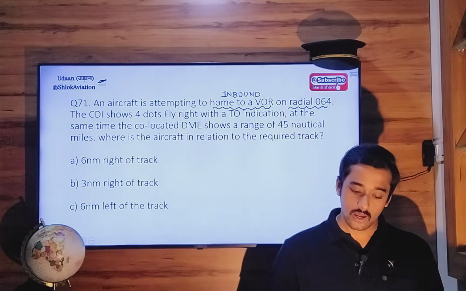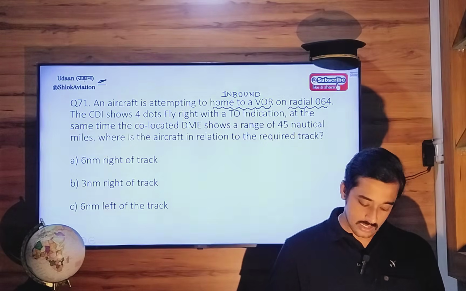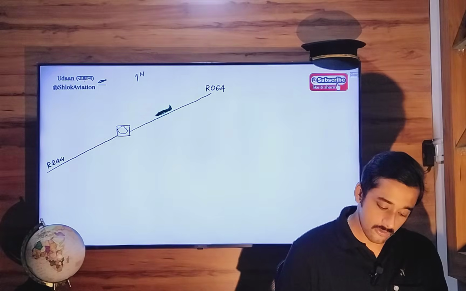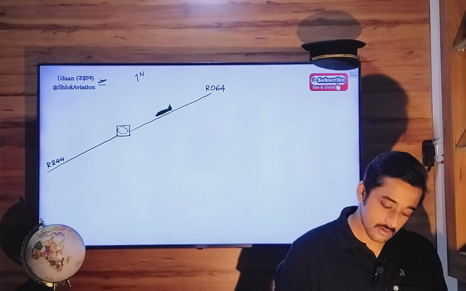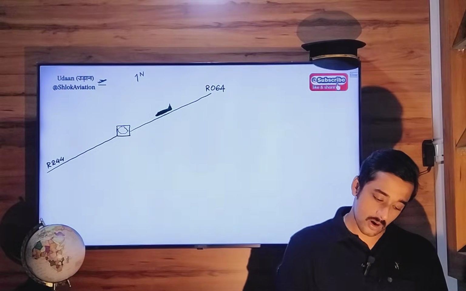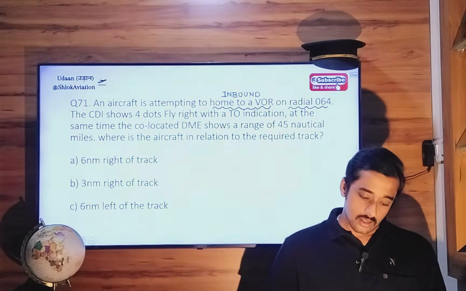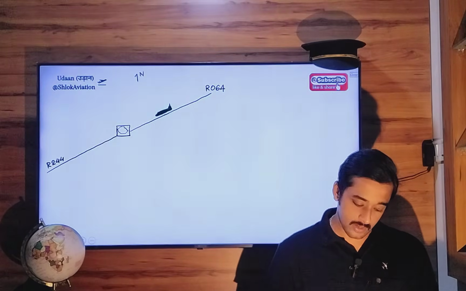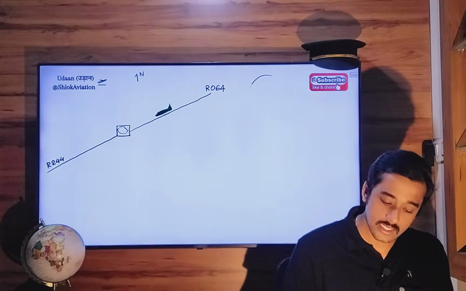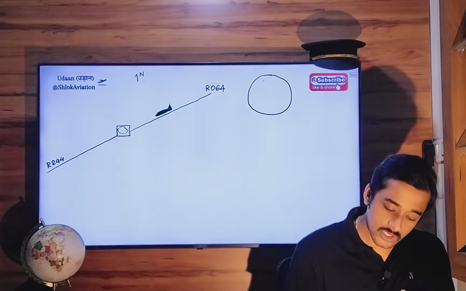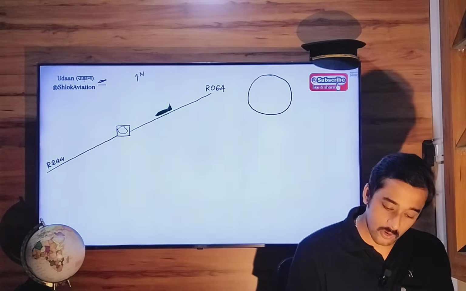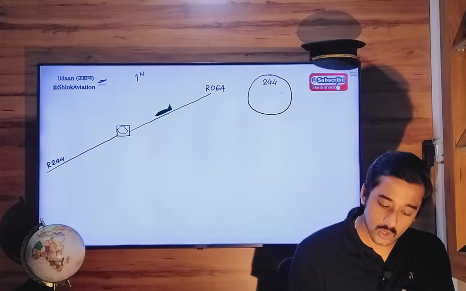inbound towards a VOR on radial 064. So that means you are situated on radial 064 and you are flying inbound, towards the VOR DME station. Now ideally you should be located on radial 064 because that is the information that you have put in the OBS selector of your aircraft. You have put radial 244 and that's why you have gotten a 2 indication.